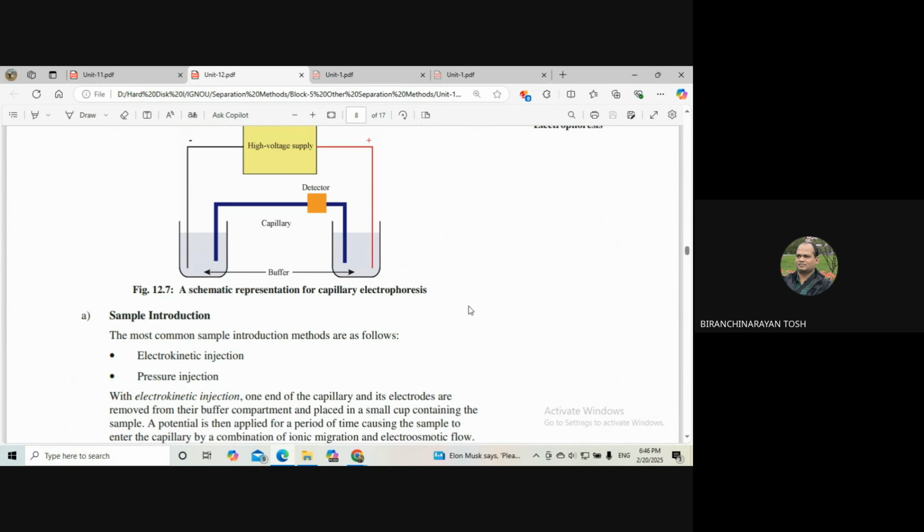So, pressure injection does not discriminate due to ion mobility, but cannot be used in gel-filled capillary. For both the injection procedures, the volume injected is controlled by duration of injection. Injections of 5 to 50 nanoliters are common, and the injection of volumes below 100 picoliters also has been reported.